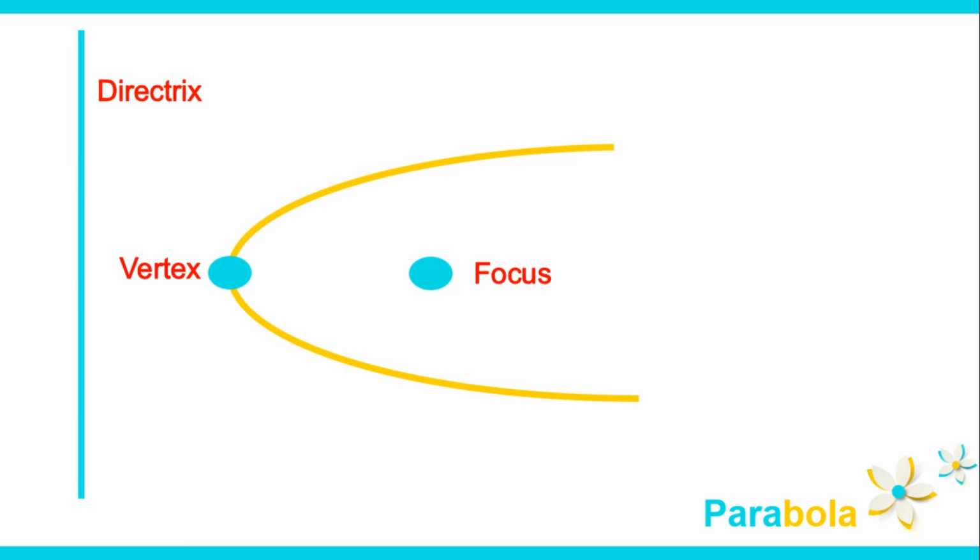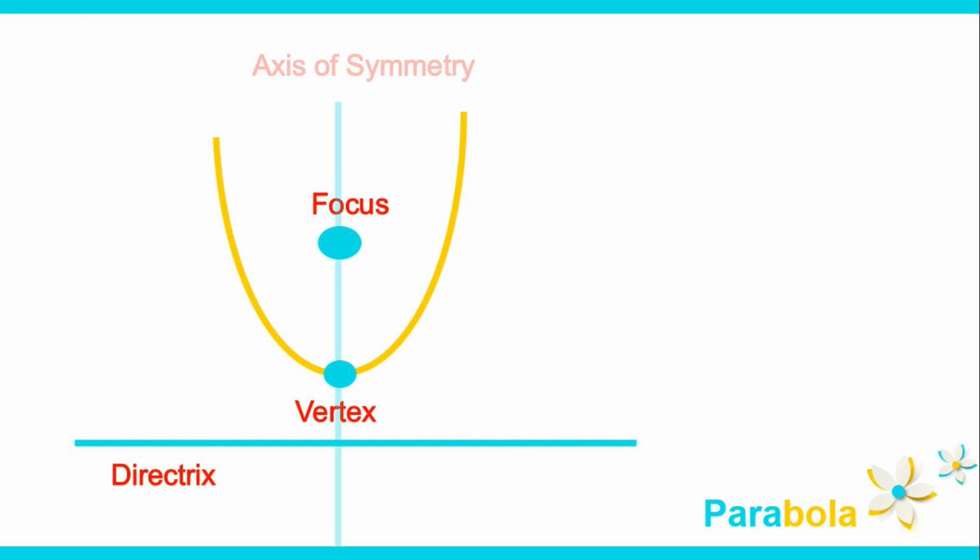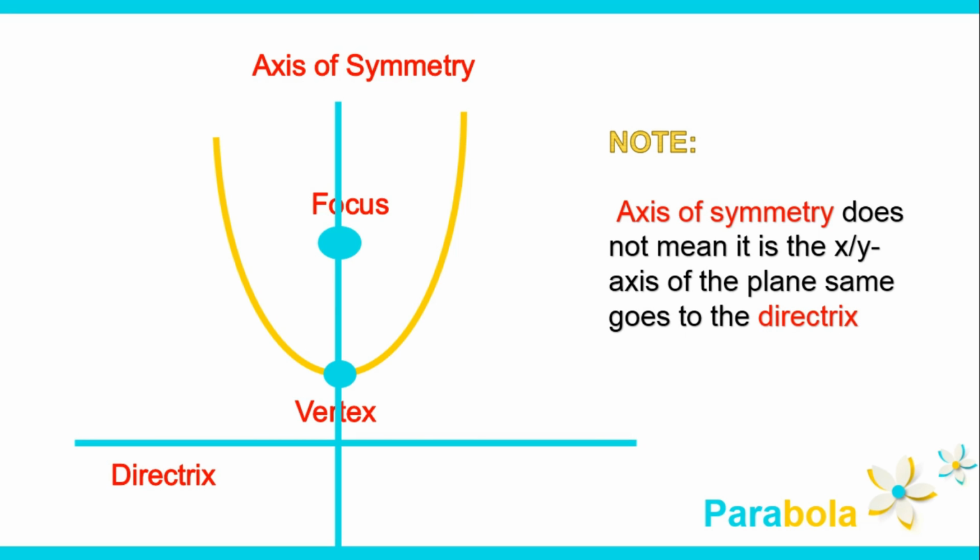So if that is the directrix, here is what we call the axis of symmetry. So ang axis of symmetry mao na siya ang linya nga moagi sa vertex og sa focus. Passing through the vertex and focus mao siya ang axis of symmetry. So if this is the parabola, this is the directrix, this is the axis of symmetry. So note, the axis of symmetry does not mean it is the x or the y axis of the plane. The same goes for the directrix.